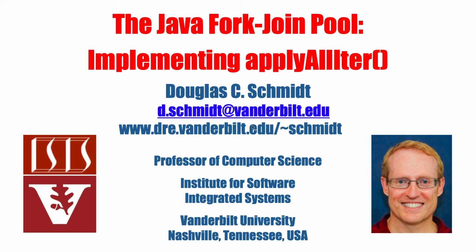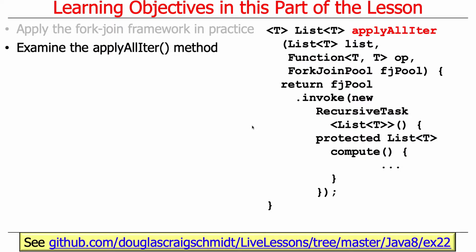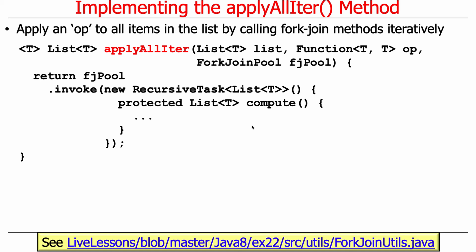So the first example application of fork join pool is called applyAllIter, and you'll see why it's called applyAllIter in a second. It's going to apply some operation to every element in a list, and it's going to do this in an iterative way, using a fork join pool, of course.